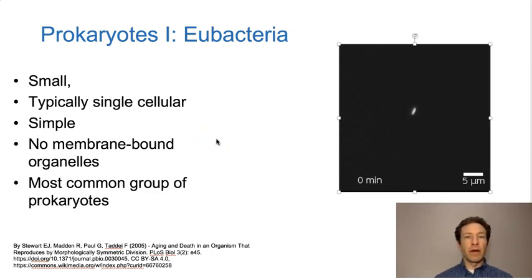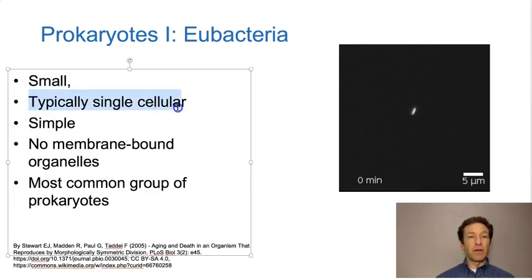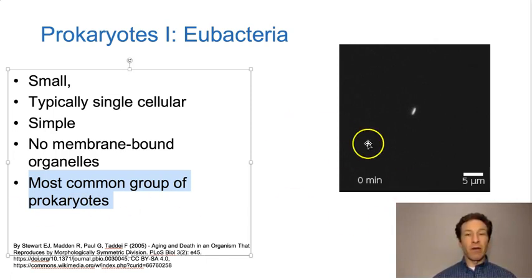We will start by talking about characteristics of the Eubacteria, but these are going to be similar to what we see for Archaea. Eubacteria are small, they are typically single cellular, and they have simple structures. By this we mean in part that they have no membrane-bound organelles. We'll clarify what we mean by membrane-bound organelles momentarily. And Eubacteria are the most common group of prokaryotes. If you were going to be made sick by a bacteria, it would probably be a Eubacteria. Most of the bacteria in your digestive tract are Eubacteria, and most of the bacteria in the environment also belong to this group.